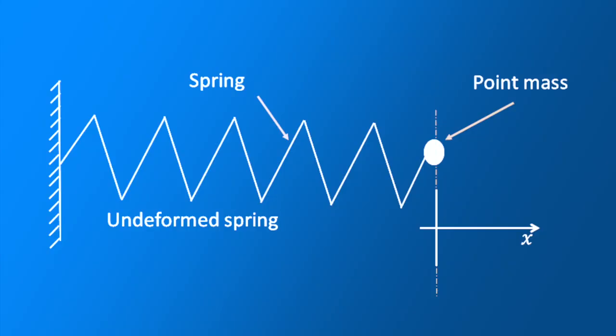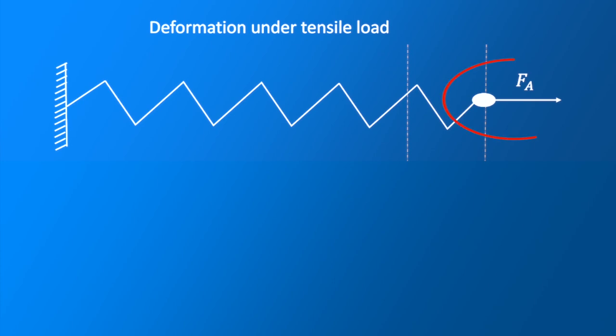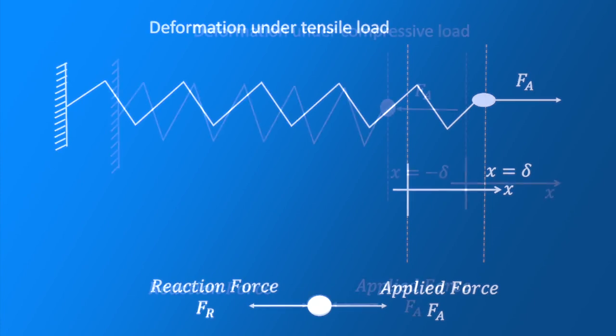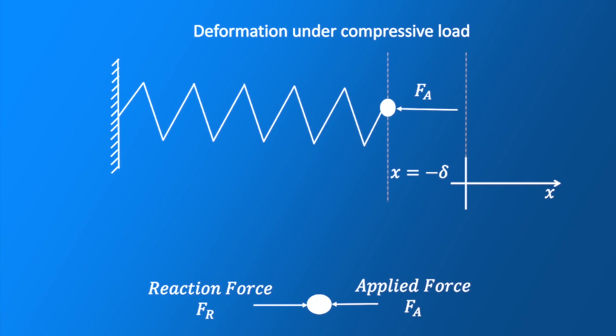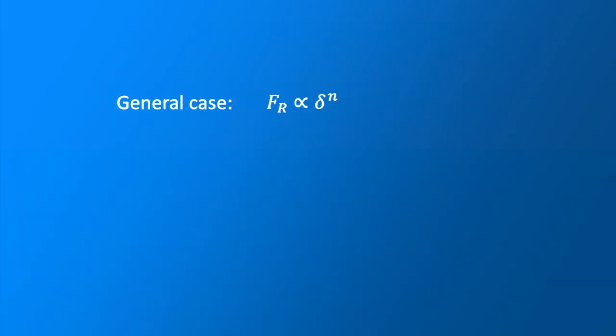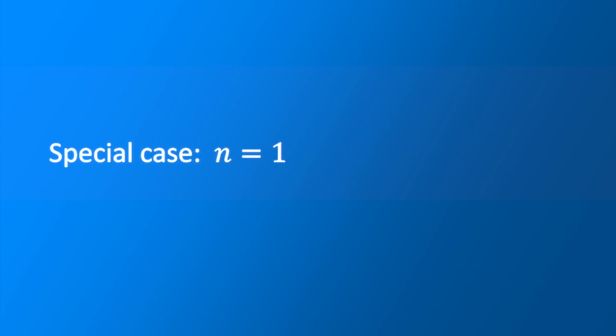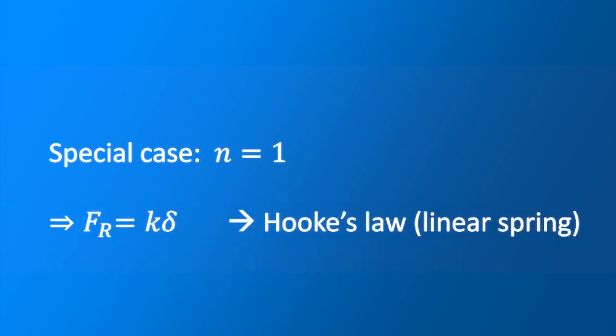To understand elasticity better, let us consider a spring of negligible mass with a small bob attached to one of its ends. When the small bob is pulled towards the right by an applied force F_A, the spring tries to oppose the tendency of change in length by applying a reaction force F_R in the opposite direction of the applied force. To describe this behavior mathematically, we can assume that F_R varies directly proportional to the change in length delta taken to the power n. The proportionality constant k is known as the spring constant. The spring constant is a measure of the stiffness of the spring. The higher the value of k, the stiffer is the spring. The special case, when the exponent n equals 1, applies to the case of a linear spring, and the force-deformation equation is then referred to as Hooke's law.